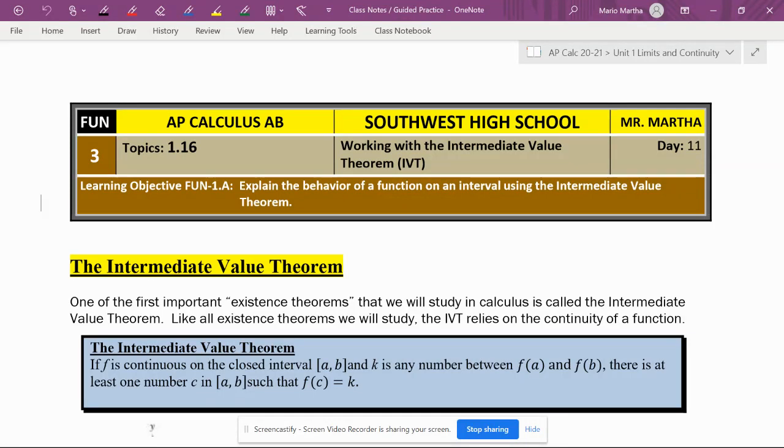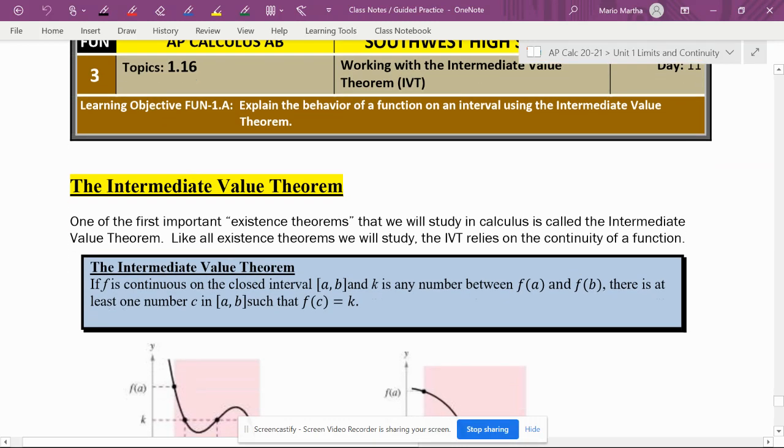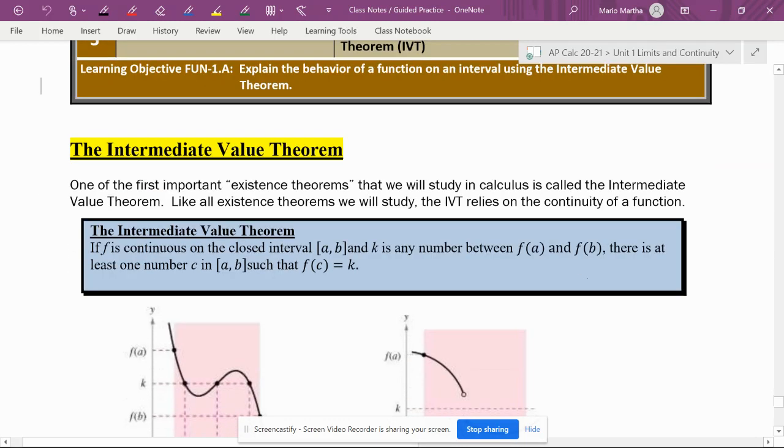Welcome back, everybody. Today's topic 1.16 working with intermediate value theorem, the IVT. Today's notes is day 11. As always, this is Mr. Martha. And today we're going to be talking about the intermediate value theorem, which is one of the most important existence theorems that we'll study in calculus. And this is called, again, the intermediate value theorem.